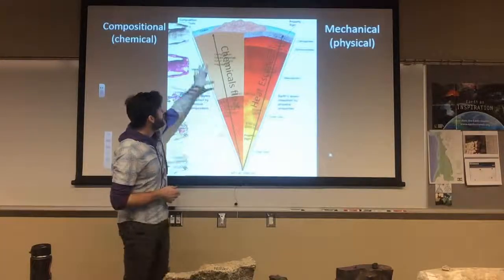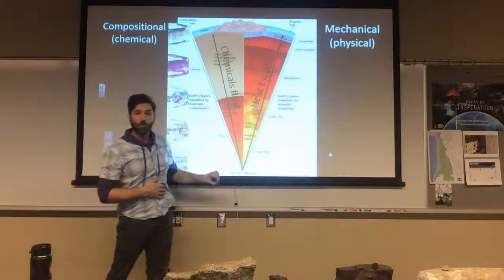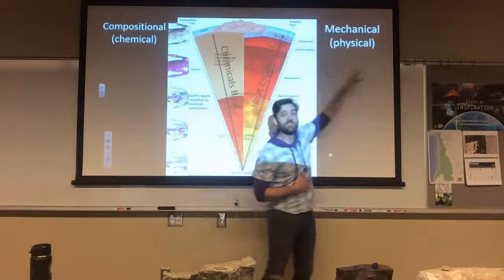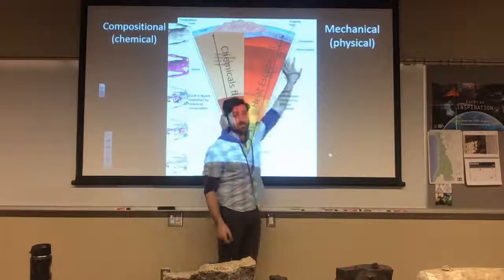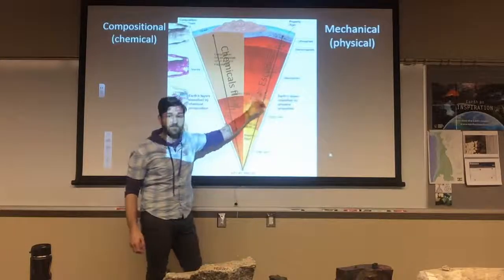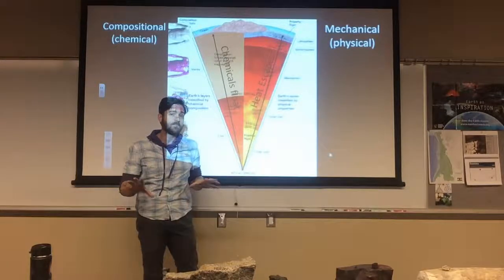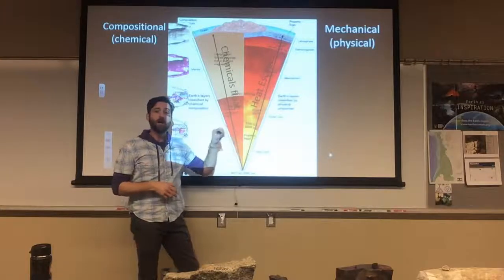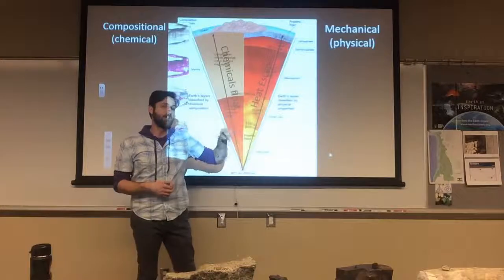So shown here on one side is the compositional layers, crust, mantle, core, and then the mechanical layers, which have these very physical differences rather than compositional or chemical differences. Lithosphere, asthenosphere, mesosphere, outer core, inner core. And remember, they all have different properties to them. So for instance, the inner core is solid, metallic iron and nickel, while the outer core is liquid, metallic iron and nickel.